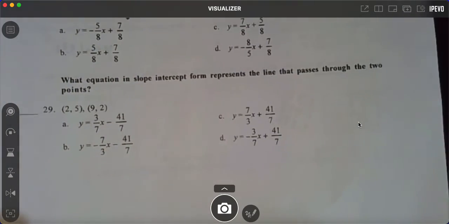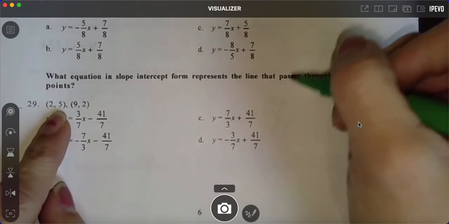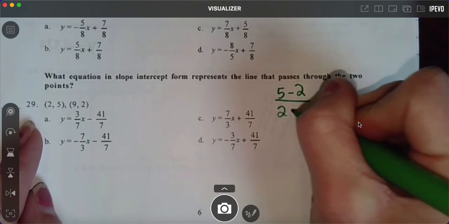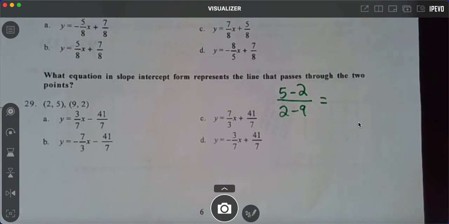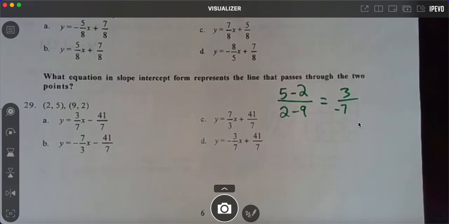Write an equation in slope-intercept form for the points. The first thing we need to do is find the slope, right? So I'm going to subtract my y's, 5 minus 2, and subtract my x's, 2 minus 9. If you wrote yours different, it's fine, as long as you were consistent. What's 5 minus 2? And what's 2 minus 9? So do we see a slope of -3/7? Yeah, so we can already tell our answer. But I'm going to finish the problem, okay?